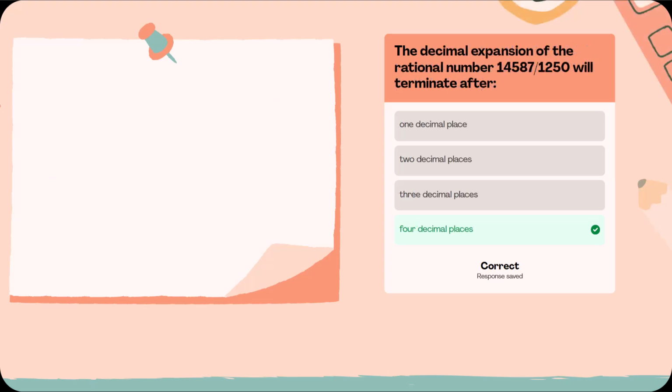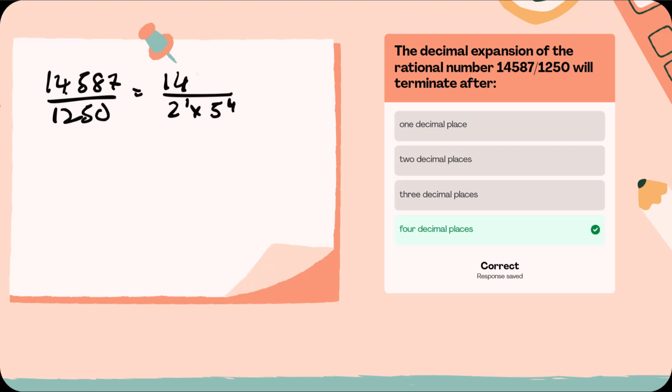Now the last question, we have 14587 by 1250. If you look into the denominator, and we need to find the decimal, what do we do? We convert the denominator into a product of 2's and 5's powers, right? So if you do that, you'll get 2 raised to 1 into 5 raised to 4. That is 1250. Then you have 14587. Now we multiply with 2 raised to 3, so it becomes 2 raised to 4.